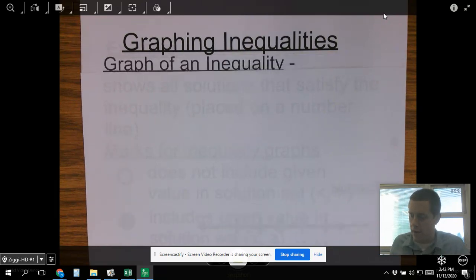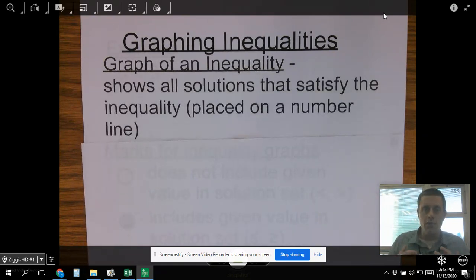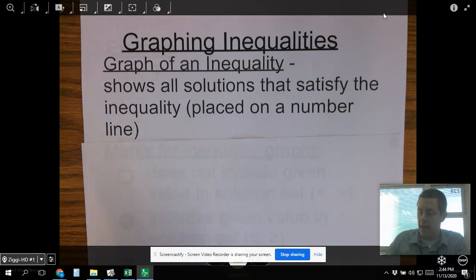So graphing inequalities. The purpose of graphing an inequality is to show all solutions that would satisfy the inequality, or all solutions that would make an inequality true. If you remember from our previous lesson, inequalities can have multiple solutions. In fact, most of them have an infinite number of solutions. So rather than listing out every possible solution that makes every inequality true, we can instead create a visual representation, a graph of that inequality that would visually show us every possible solution to that inequality.